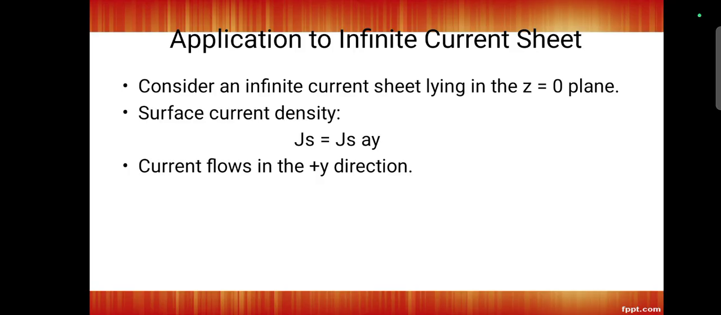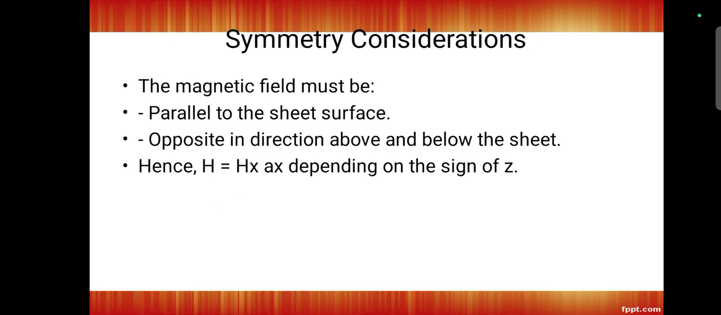So consider the infinite current sheet lying in the z = 0 plane, that is Js = Js Ay. The magnetic field must be parallel to the sheet, and opposite in direction above and below the sheet, hence H = Hs.